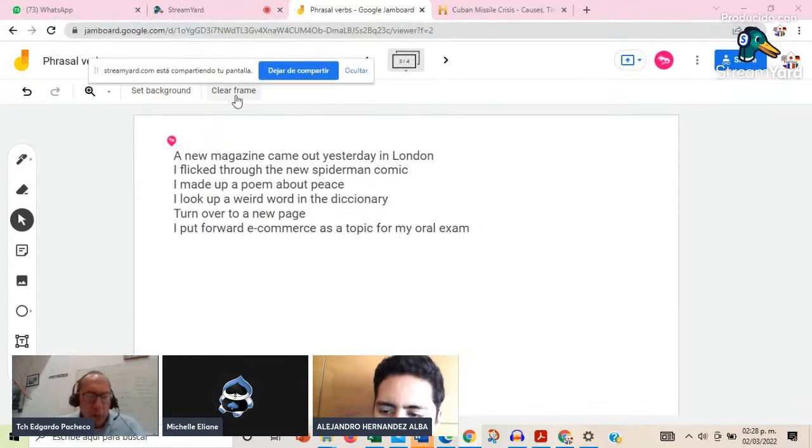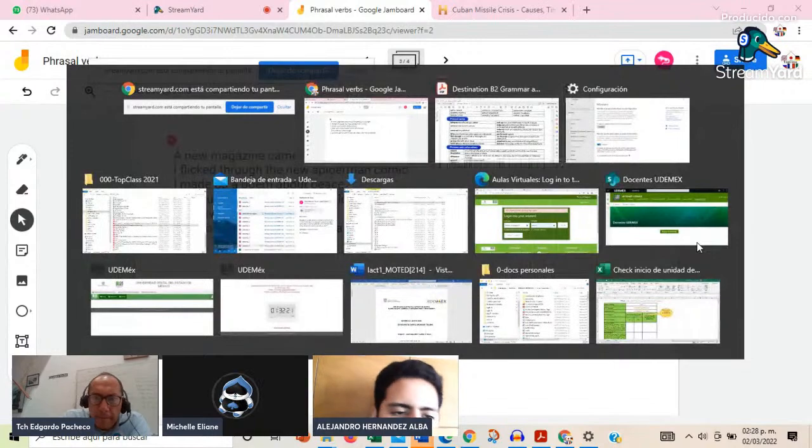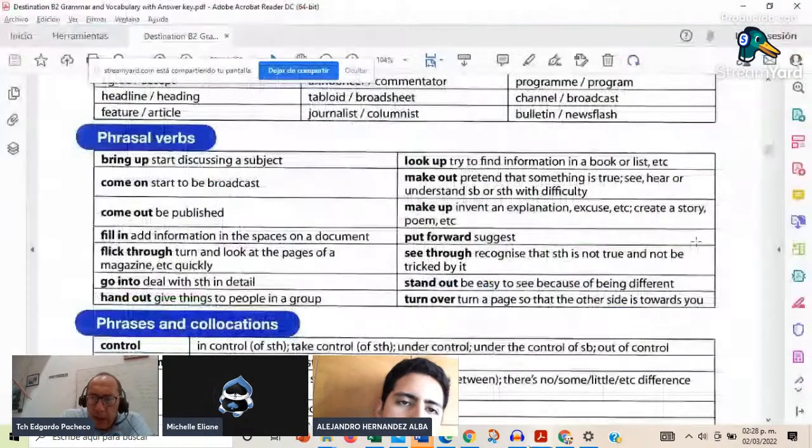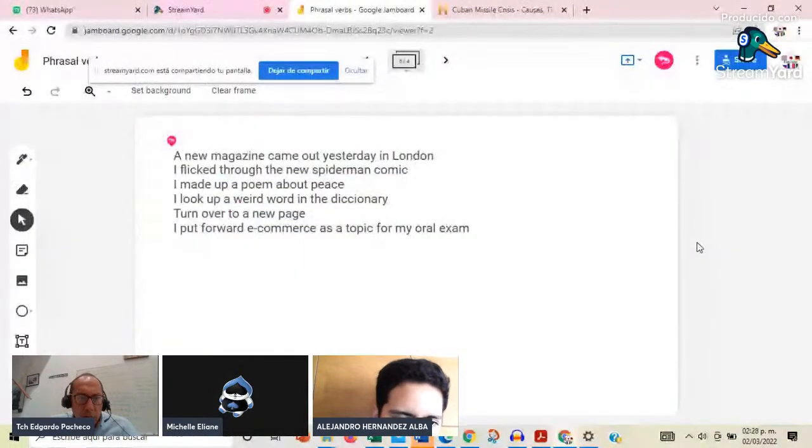So we have more verbs, if you wish to use one or two more verbs, Mitch. Yeah. Make up. Teacher, yes, Mickey. I created an example using stand out. Let's see if it's right or not. You want to read it, please?